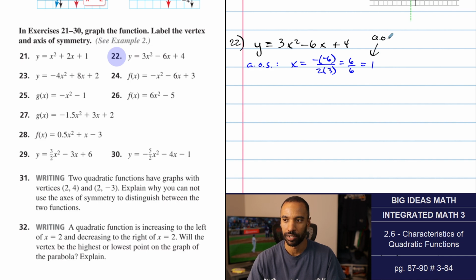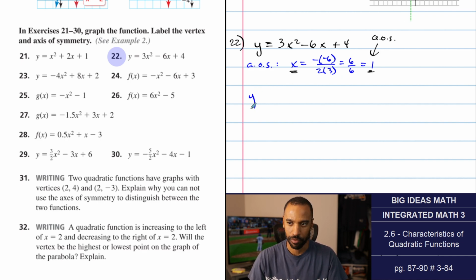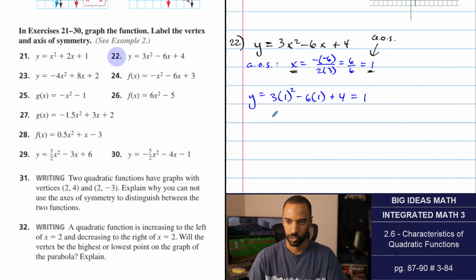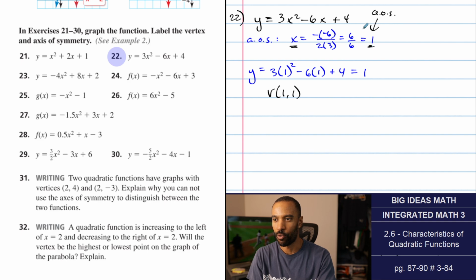That's kind of my label there. I hope you're okay with the x equals being over there and the 1 being there. The y value of the vertex, we substitute 1 into here. We get 3 minus 6 plus 4, which is also 1. So your vertex is at 1, 1. Your stretch factor is 3. And your y-intercept is 4.